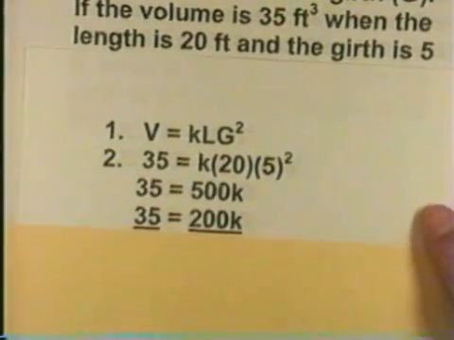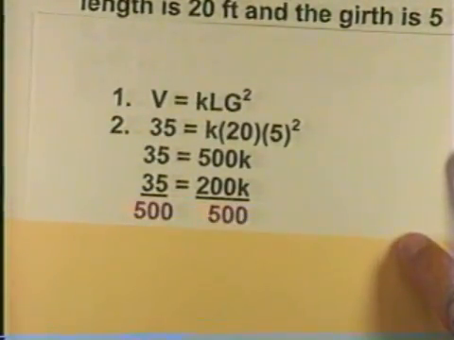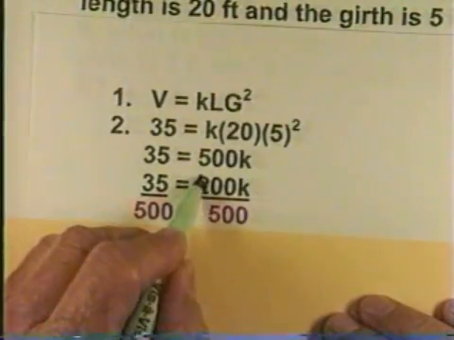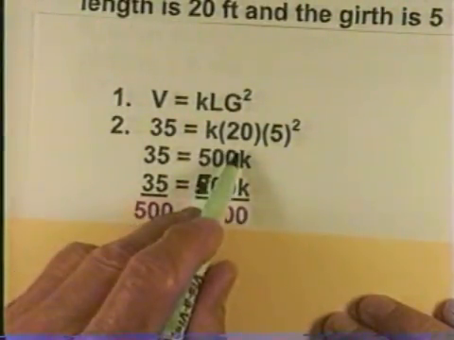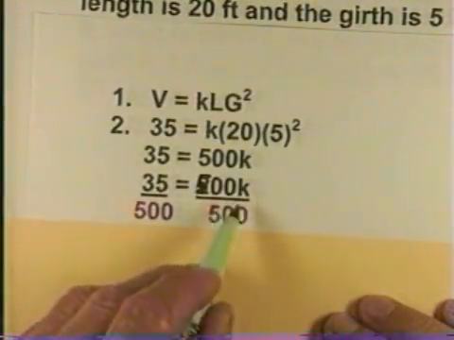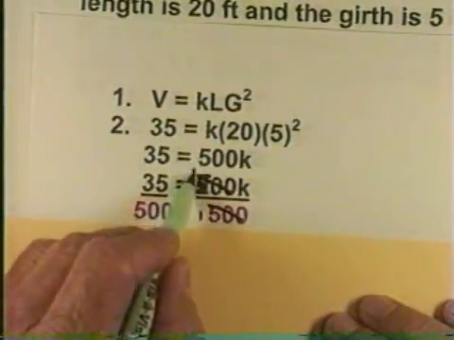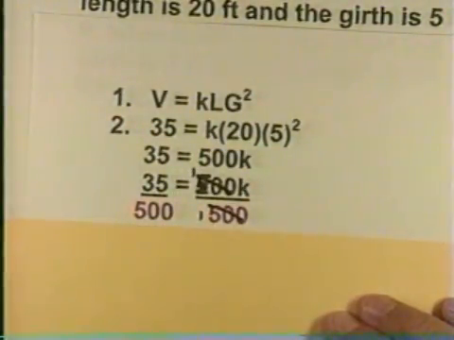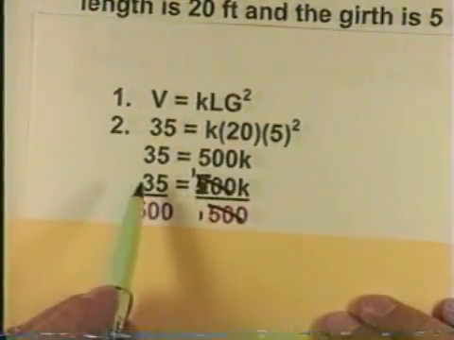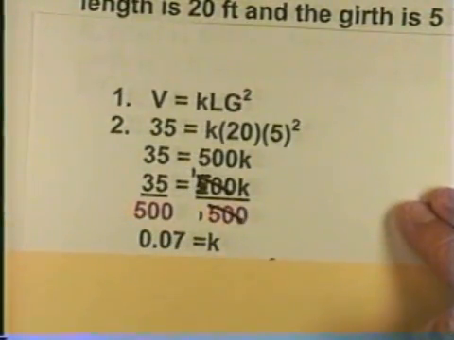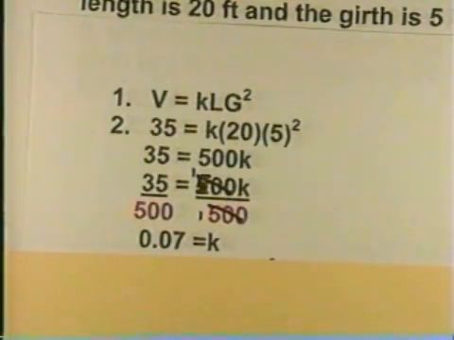To find out what K is, I would need to divide both sides by 500. So I have 500K equals 35, divide both sides by 500. 500 goes into 500 one time. So that leaves me with, and do this on the calculator, do 35 divided by 500 on the calculator, and you're going to get 0.07 is equal to K.